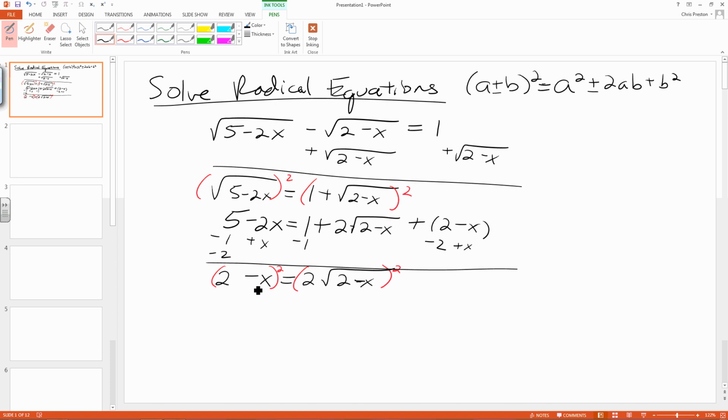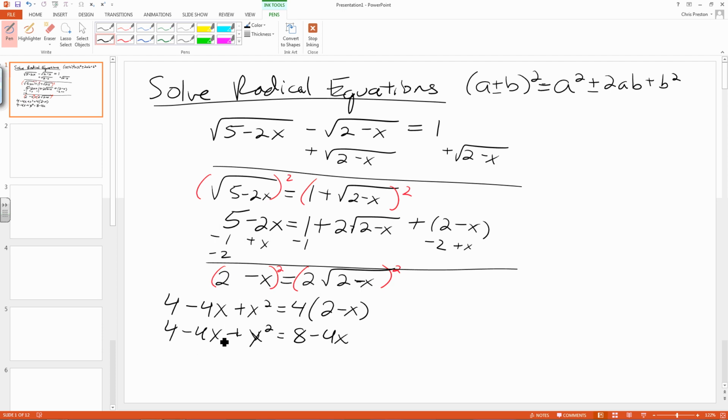So on the left-hand side, again, I'm back in this pattern here. First term squared, first term times second term times 2. So 2 times negative x times 2 is going to be a negative 4x. And then the second term squared, so negative x squared is positive x squared. Square this outside 2, you get 4. Square the square root, you get 2 minus x. So 4 minus 4x plus x squared equals, distributing, 8 minus 4x.